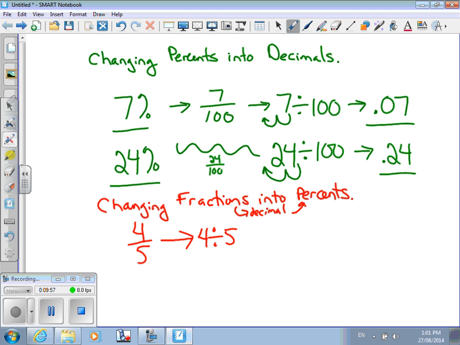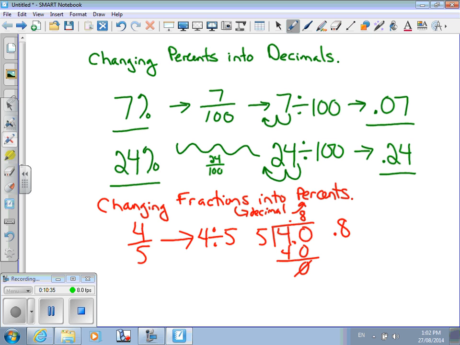Using long division, which we've learned in one of the previous units, we will divide the 5 into the 4. 5's not going to go into 4, so I have to set up a decimal and add a 0. Move my decimal up here. 5 does go into 40 8 times. 8 times 5 is 40, so I have no remainder. So my answer is decimal 0.8.